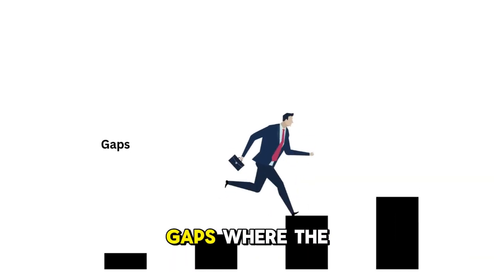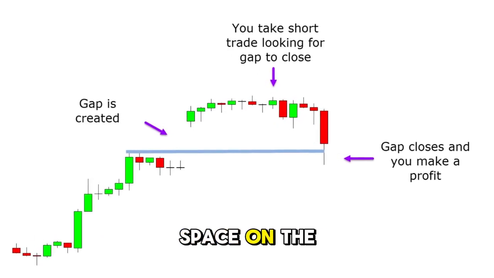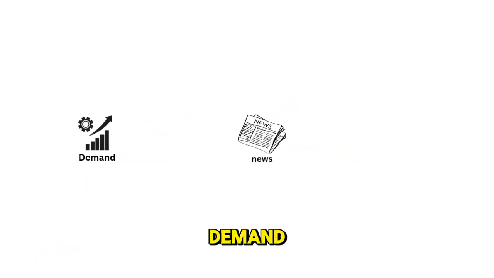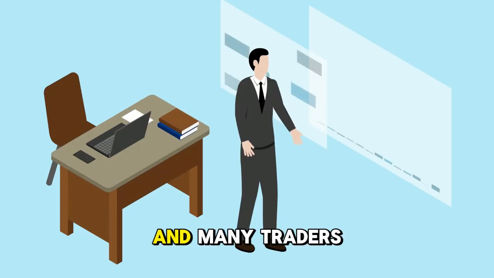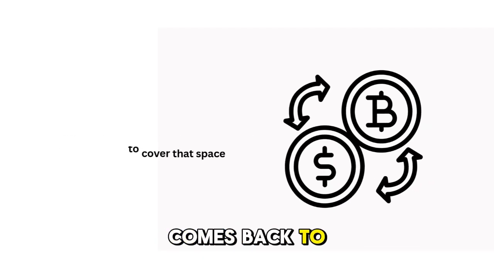And seventh are gaps, where the price jumps up or down between trading sessions, leaving a blank space on the chart. And these gaps can show strong demand, news, or panic selling. Many traders watch closely because gaps often fill, meaning the price comes back to cover that space.